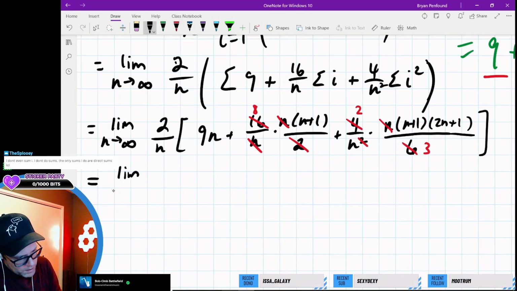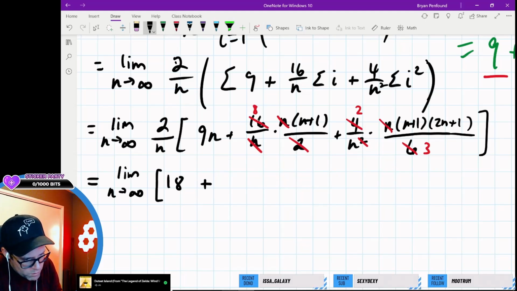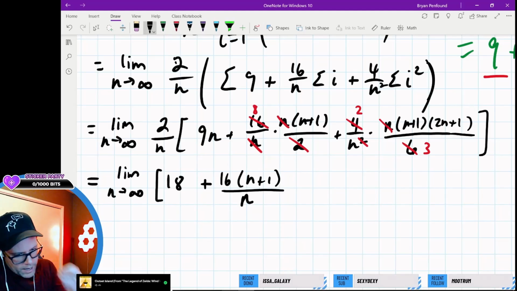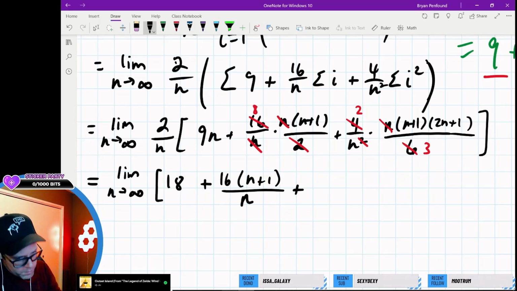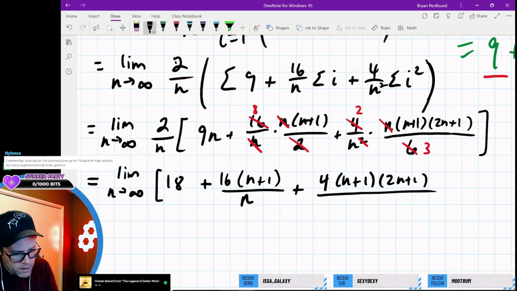So we're working with a limit as n gets big. This is going to be 18. And then we'll have plus. Oh, I have an n here, right? So this should be 8n plus 1 over n. This should be 16n plus 1 over n. And then here we should have 2 times 2, which is 4n plus 1, 2n plus 1 over n squared, 3n squared.